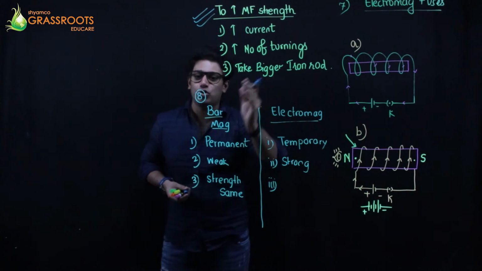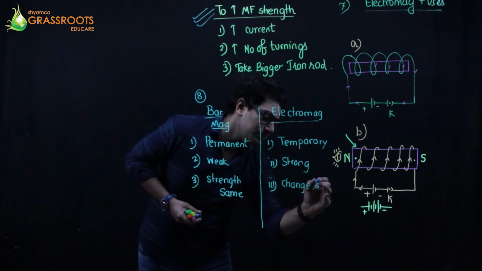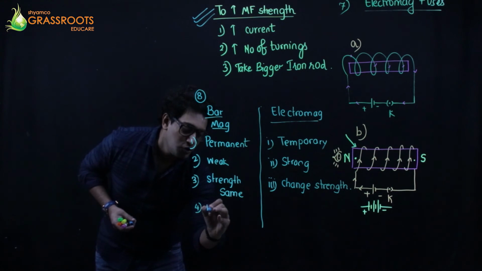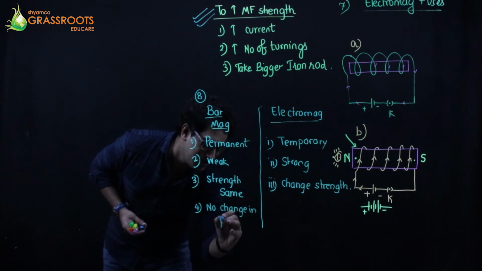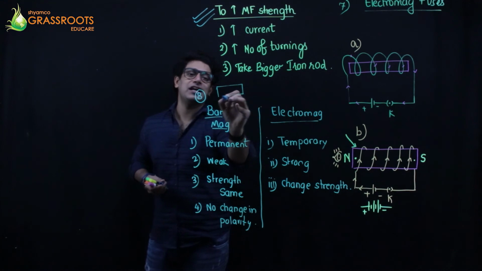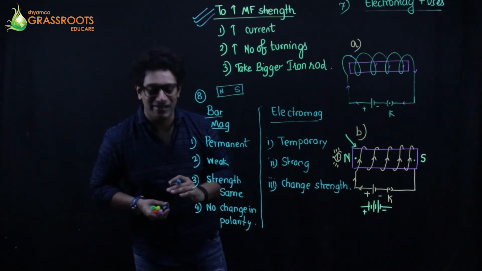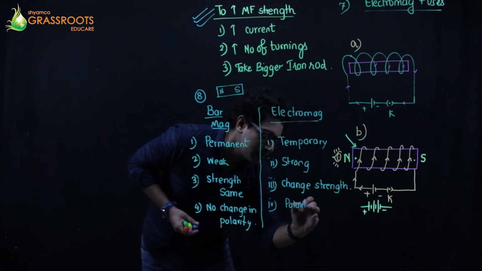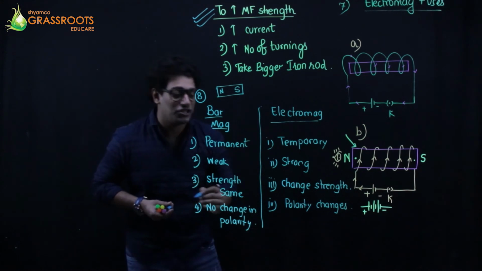I wrote this: how to change the strength. So you can change the strength of the magnetic field. Fourth, no change in polarity. No change in the poles, which is called polarity, because the north pole and south pole of a bar magnet will remain fixed. It cannot be changed at all. But can I say the polarity of an electromagnet changes. Polarities can be changed.